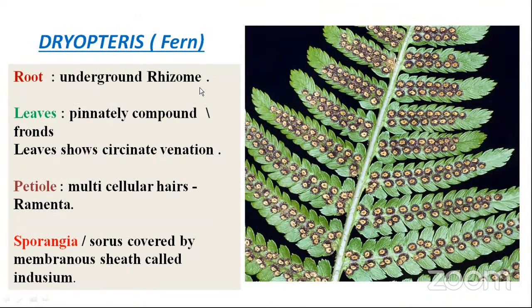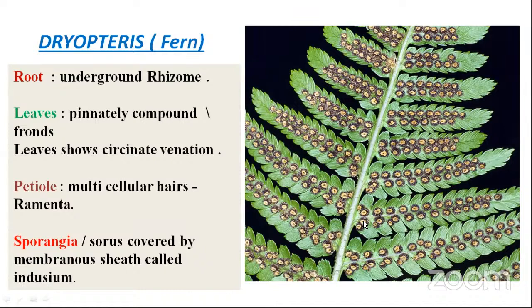Now, one of the important ferns is Dryopteris. This is the image of Dryopteris. Commonly, it is called a fern. It has an underground rhizome, and from the rhizome it produces the roots. The leaves are pinnately compound leaves. Pinnately compound leaf means, if you see the example of neem, from the midrib two branches are produced. That kind of arrangement is called a pinnately compound leaf.